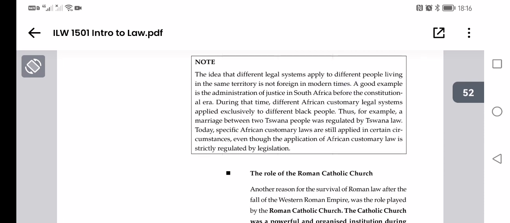Note: the idea that different legal systems apply to different people living in the same territory is not foreign in modern times. A good example is the administration of justice in South Africa before the constitutional era. During that time, different African customary legal systems applied exclusively to different black people. Thus, for example, a marriage between two Tswana people was regulated by Tswana law. Today, specific African customary laws are still applied in certain circumstances, even though the application of African customary law is strictly regulated by legislation.